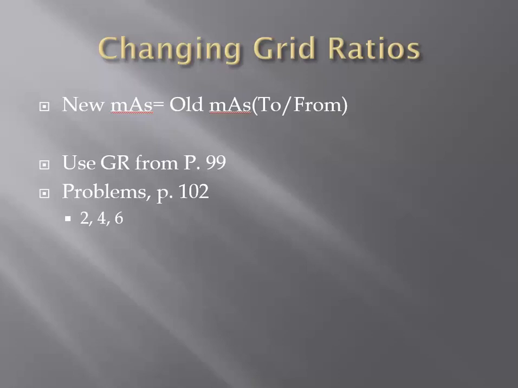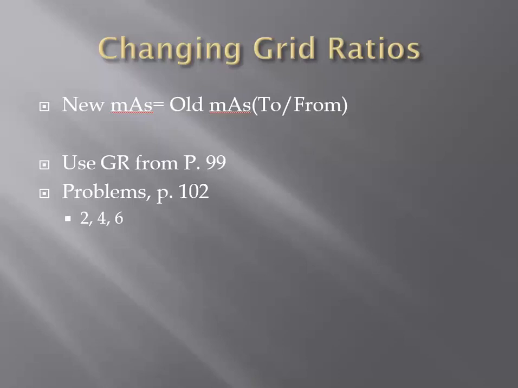If we look at number 2, the problem is if a radiograph made using a 6 to 1 grid had to be repeated without a grid, what mass would be needed if the original mass was 15? So the original mass was 15. You don't really have to worry with the 2 over from. All you would have to do is divide the 15 by 3, and that would give you 5 mass.